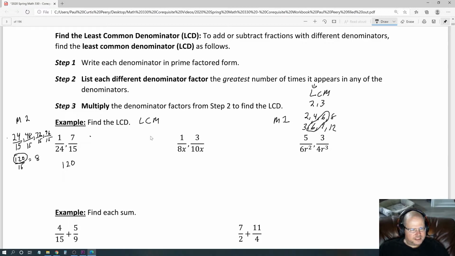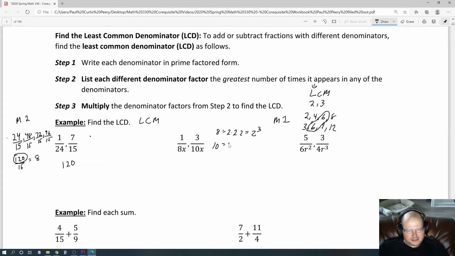So another way you can do it is, we can do the prime factorization and pick each element to the highest power, which I'm going to show you over here. So let's say we want to find the least common denominator of an 8x and a 10x. All right, so we could say 8 is 2 times 2 times 2, which is 2 to the third.